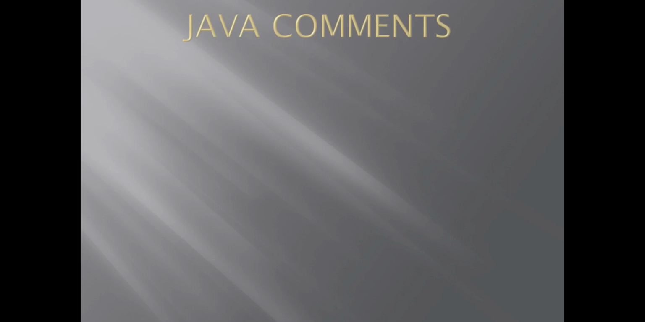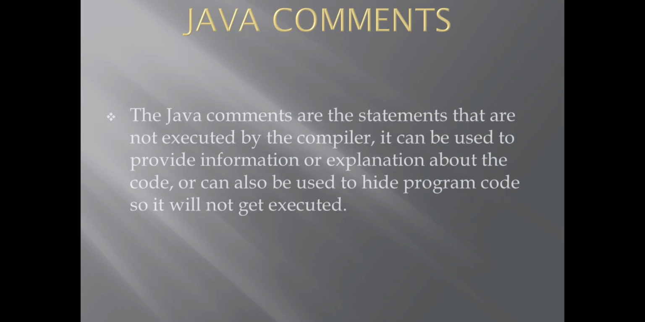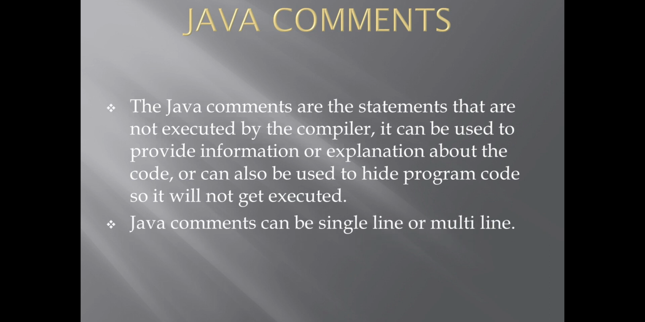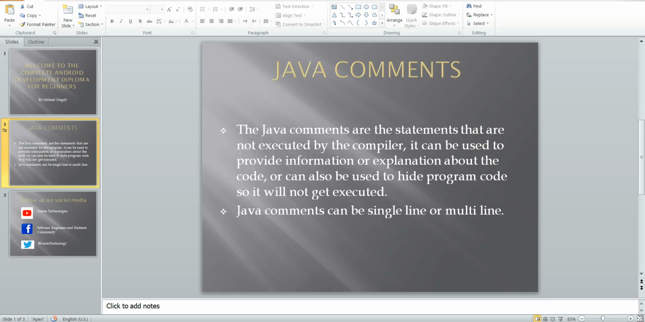In today's video, we're gonna talk about Java comments. Java comments are the statements that are not executed by the compiler. It can be used to provide information or explanation about the code, or can also be used to hide program code so it will not be executed. There are two types of comments, a single line comment and multi-line comment. Now let's jump to see that in the code.